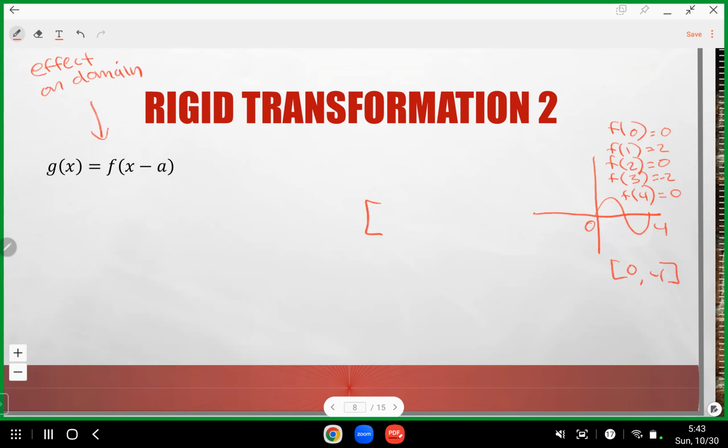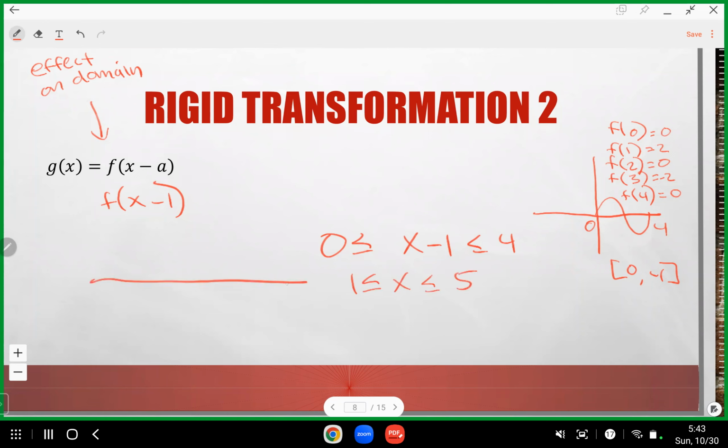Okay, so basically, right? Let's say we were going to do f of x minus 1. All right, we're going to put x minus 1 inside this inequality thing. Okay, so 0 to 4, right? And you see x minus 1, you might think that it shifts left and actually shifts right. Since if you solve for x, it's going to be 1 to 5. All right, so basically what we did here was we shifted it right.